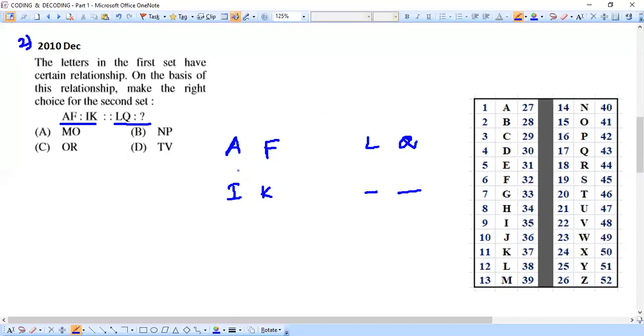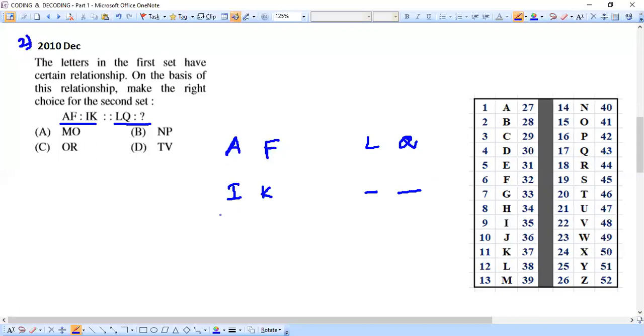Again, not a much difficult question. It's going to be somewhat easy. For this we'll just use the help of the table. We have numbers and their corresponding alphabets here. So let's make use of it.